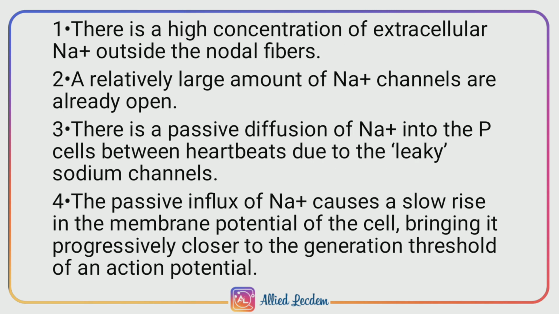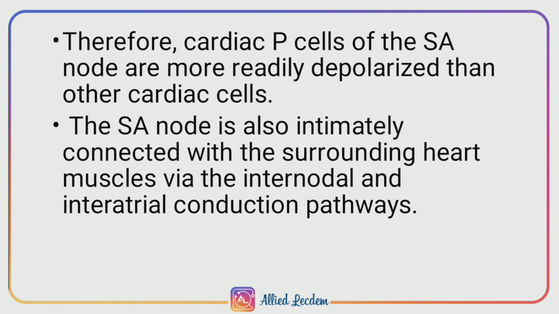The factors are: there is a higher concentration of extracellular sodium outside the nodal fibers. A relatively large amount of sodium channels are already open. There is passive diffusion of Na+ into the P cells between heartbeats due to the presence of leaky sodium channels. The passive influx of sodium causes a slow rise in the membrane potential of the cells, bringing it progressively closer to the threshold for generation of an action potential. Therefore, the cardiac P cells of the SA node are more readily depolarized than the other cardiac cells.